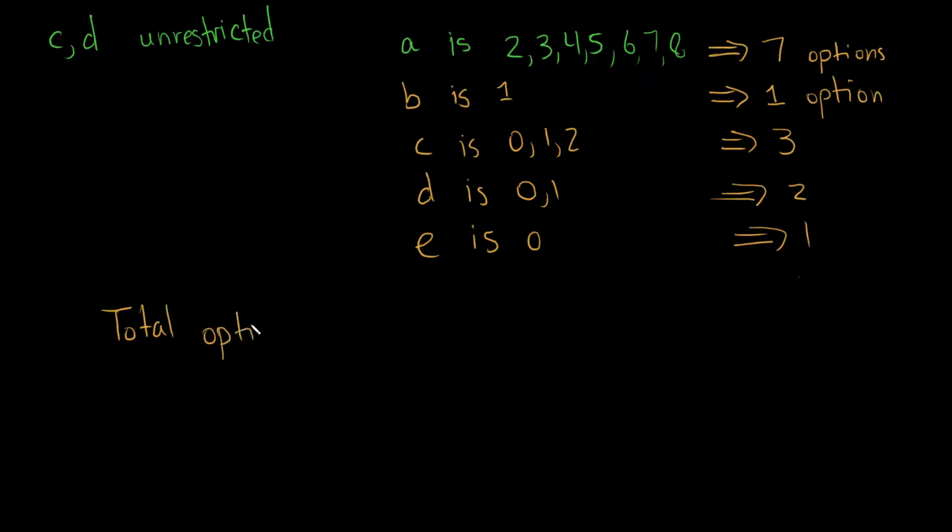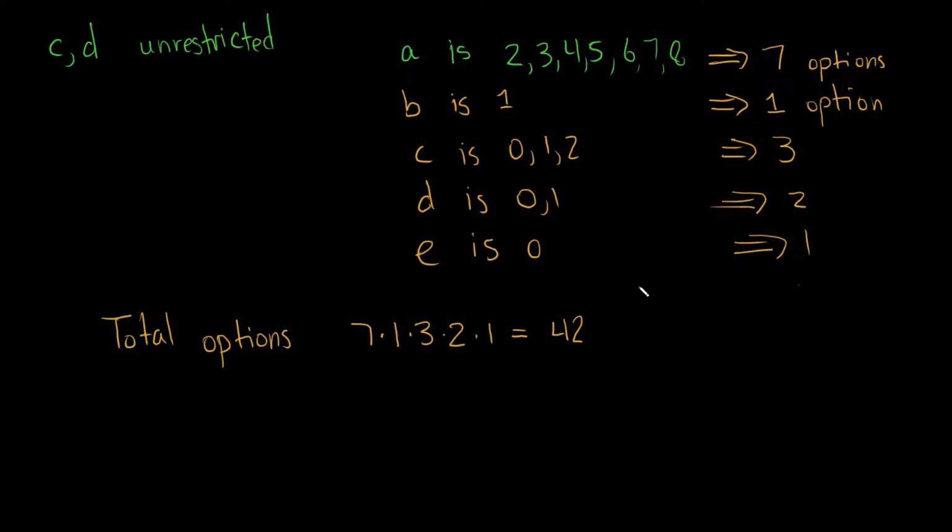Total options is going to equal 7 times 1 option times 3 options times 2 options times only 1 option. What is this? This is going to equal 7 times 1 is 7, times 3 is 21, times 2 is 42, times 1 is 42. And when we say 42, we specifically mean that there are 42 factors of 11 factorial that satisfy GCD of whatever that factor is with 396 equals 12.